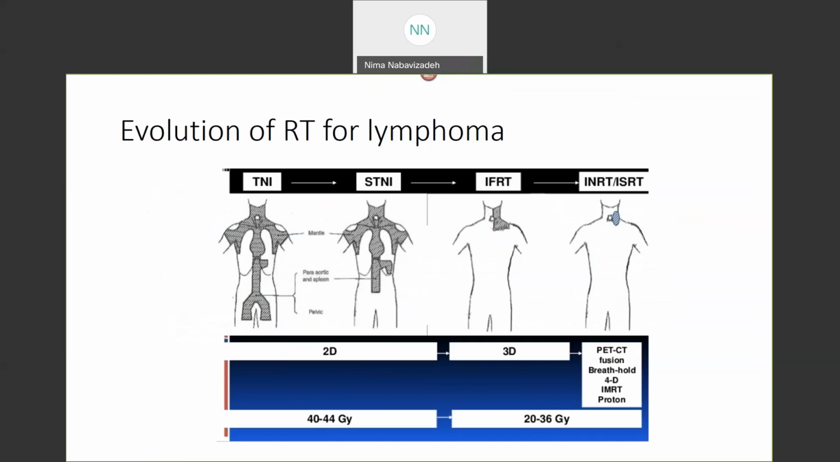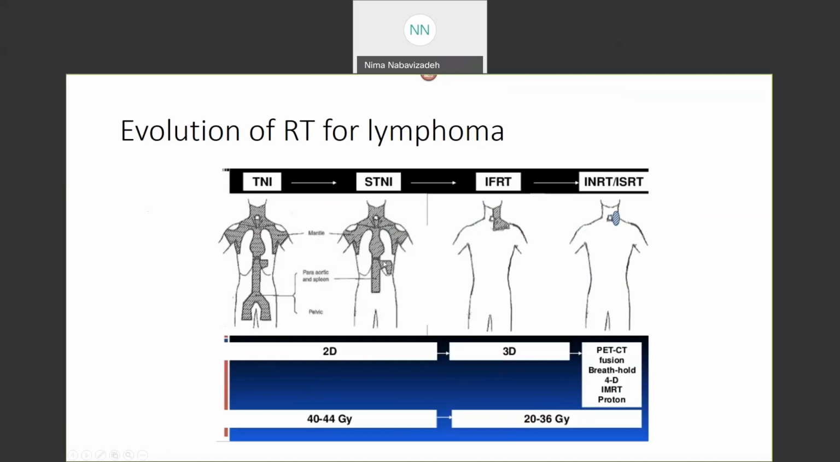Here's a diagram of the evolution of radiation therapy for lymphoma. 40, 50 years ago, we treated radiation kind of like chemotherapy, meaning, because our chemotherapy wasn't as good as it is today, we treated many lymph node regions with high doses of radiation, comparatively speaking. So this TNI refers to total nodal irradiation, something we pretty much never do anymore, which is basically irradiation of every single lymph node region.